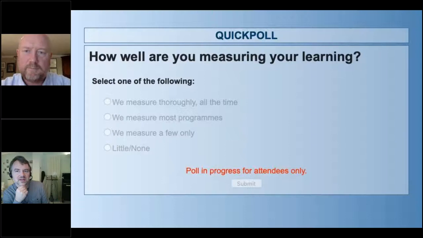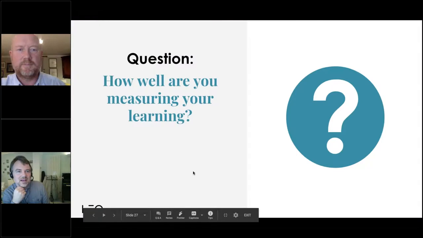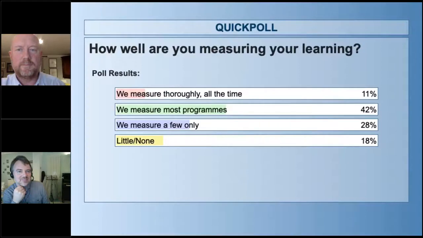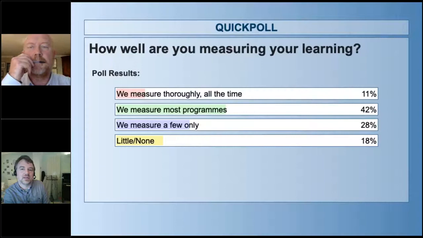That's interesting. I think there's not many more votes coming in now. Thanks, Ali. We have a definite trend showing there. And I would say it's a fair reflection that you've got your 11% there saying they measure thoroughly all the time. I think most organizations really struggle with getting their measurement in all the time, particularly where they launch a course and then that's seen as an end point, and very little time is allocated to the follow-up.